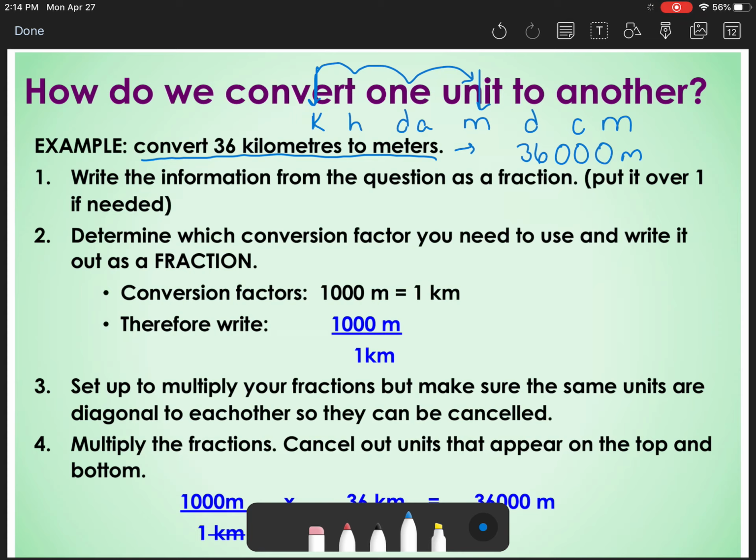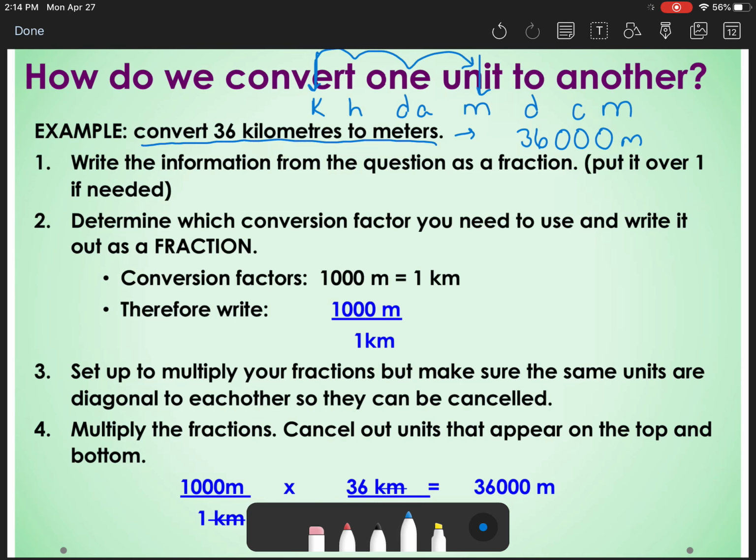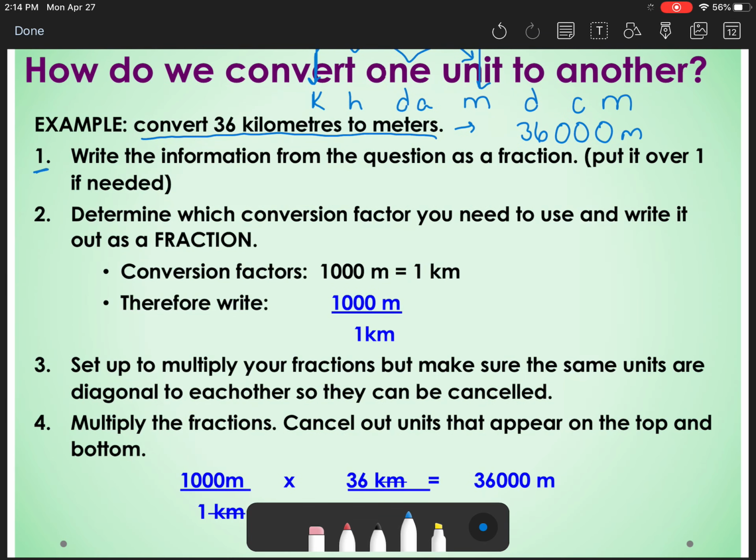But it's very important that you also know the longer method as we move forward into more complicated conversion factors. So how it would work: step 1, you would write the information from the question as a fraction, putting any value over 1 if needed. Number 2, determine the conversion factor you need, which means between the two units, kilometers and meters, we need to come up with an equivalent conversion factor. So you have to know some of these conversion factors. We would need to know that there's 1,000 meters in a kilometer.